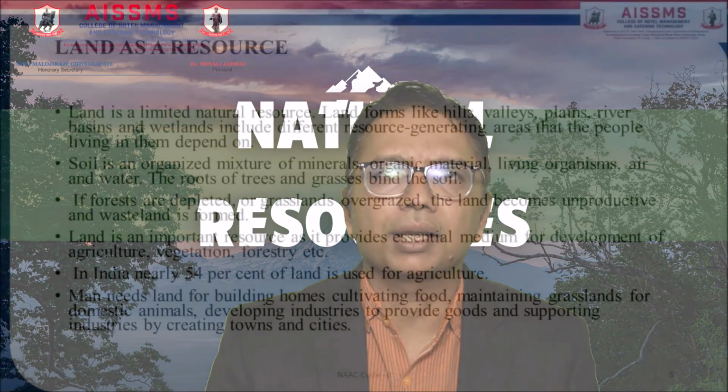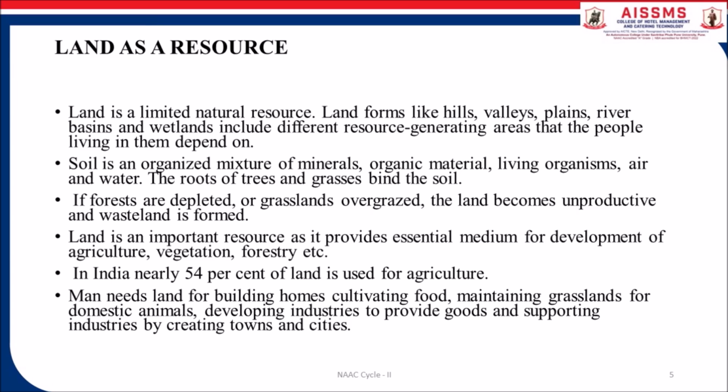Land is a limited natural resource. Land forms like hills, valley, plains, river basin and wetland include different resource generating areas that the people living in them depend on. Soil is an organized mixture of minerals, organic material, living organism, air and water. The roots of trees and grasses bind the soil. If forests are depleted or grassland overgrazed, the land becomes unproductive and wasteland is formed.